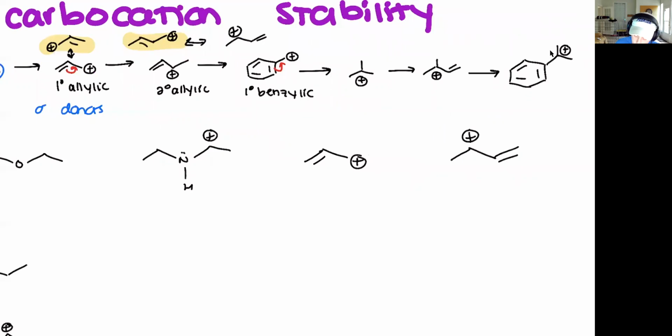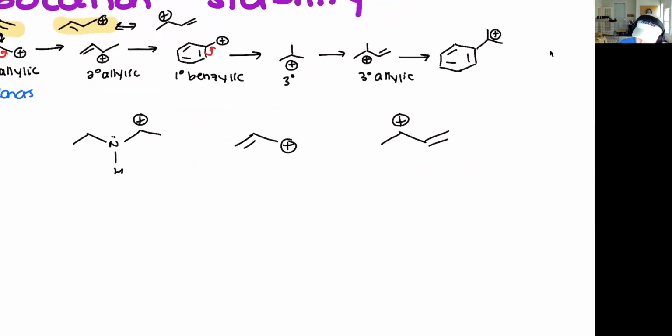But in this case, the tertiary is more stable than this primary benzylic. And the tertiary allylic is obviously more stable because we have resonance in addition to the tertiary nature of the initial carbocation. And then finally, we have tertiary benzylic.